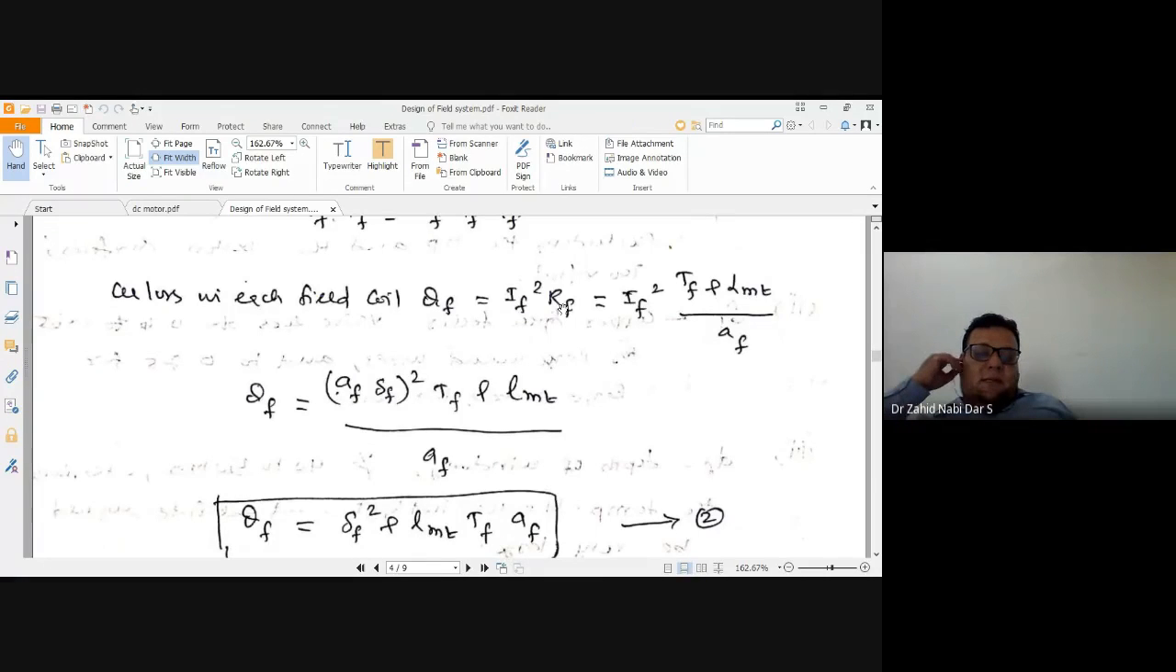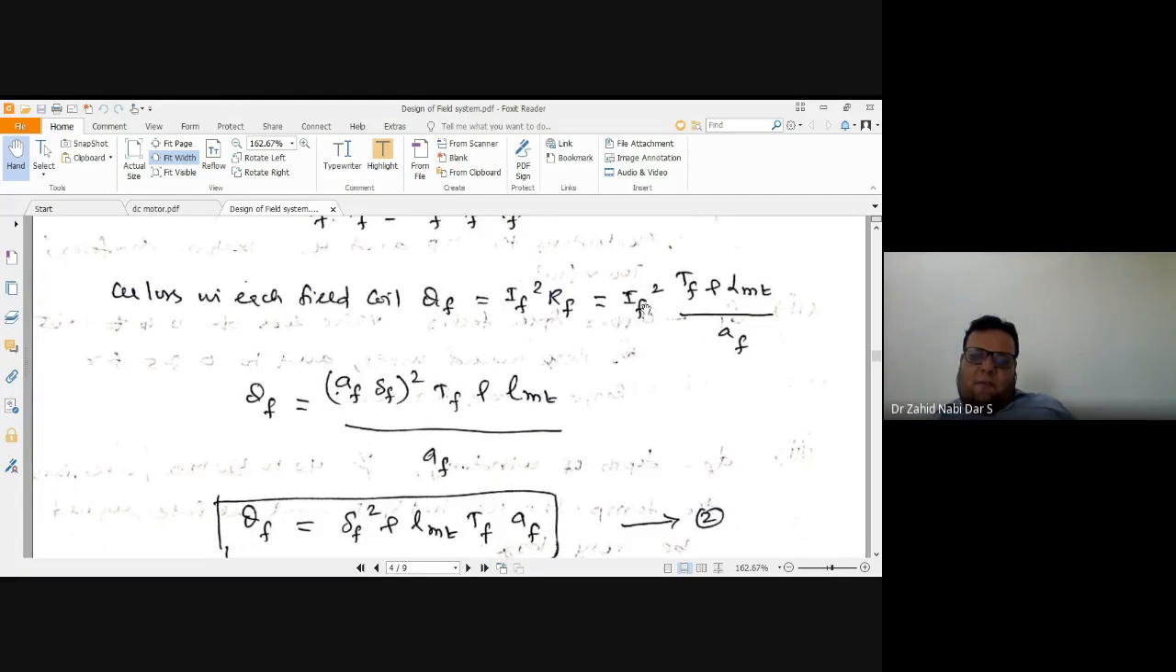But what about the resistance of all the turns? We don't know how many total turns there are. So let's suppose TF is the total number of turns. For RF, we express it as TF rho LMT by AF. So TF is the number of turns, rho is the resistivity. And then IF square is what? Current density delta F is equal to IF by A. So we have to express this IF in terms of current density and area.